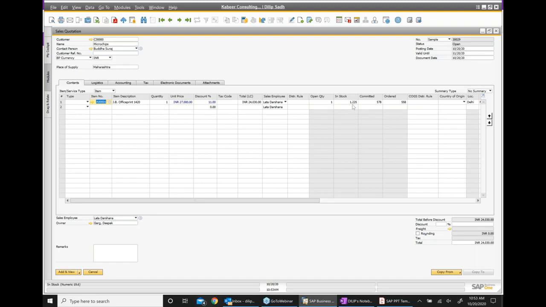In the stock, I have 1,225, so I have enough. Committed is 578, so that basically means I have previous sales orders for 578. Ordered is 558. That basically means I have open purchase orders for this item for the quantity of 558. Open quantity is stock quantity, minus committed quantity, plus ordered quantity. Okay, I added. We get a sales quotation.